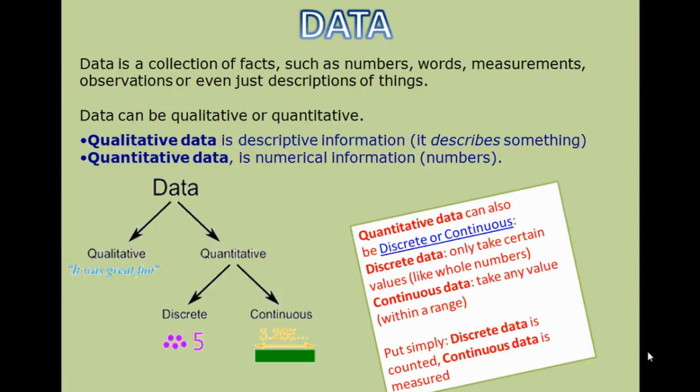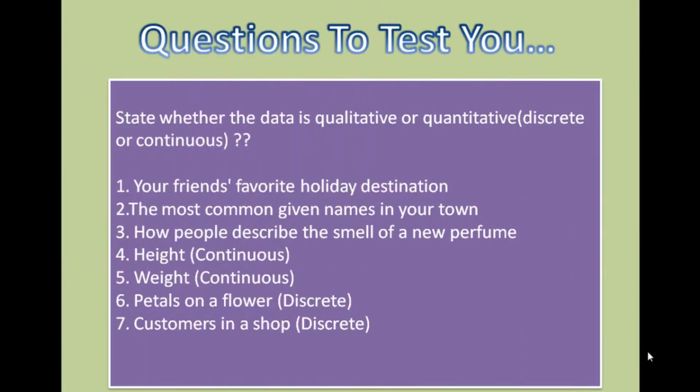And when you talk about, say, the number on a dice, which can be 1, 2, 3, 4, 5 and 6, these are presented in the form of whole numbers, therefore it is discrete data. These are a few questions to test you on the basis of your previous slide, whether the data is qualitative or quantitative, and if quantitative, whether discrete or continuous.